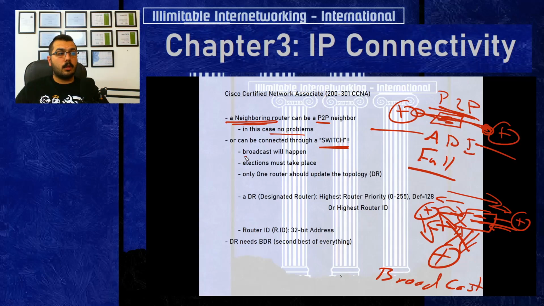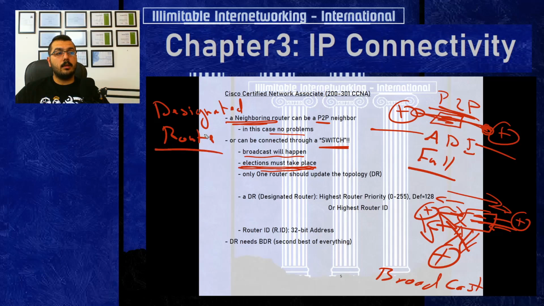Okay, so broadcast will happen, then we must have some type of elections. This is kind of weird, because the last time we had broadcast between three switches, we used election also under the process of spanning tree protocol. And in OSPF, when there is a switch and broadcast will happen, we will also have elections, but of course not for spanning tree, for something called electing the designated router.